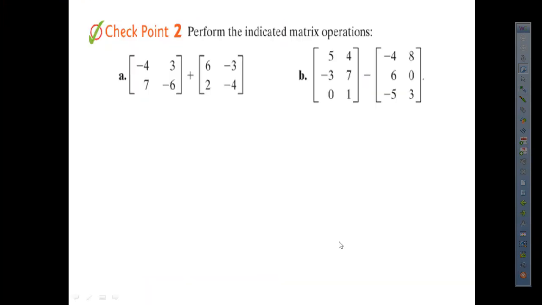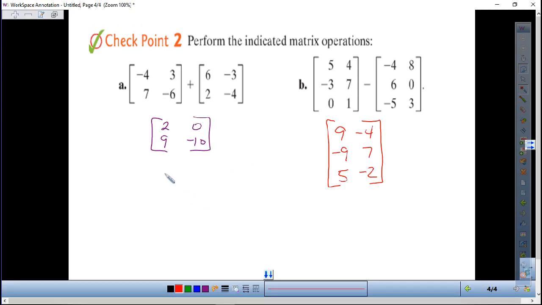All right, you guys try these two. I want you to pause the video, try to work these two out, see what you come up with, and I'll show you the answer in 3, 2, 1. All right, so here are the two answers. Check your work, see that you got it right. If you need to ask questions, make sure you ask in class.